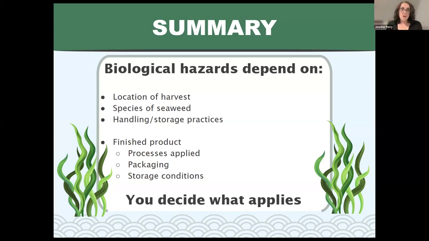It's unlikely that all of these hazards will apply to one product, and the key here is to really look at the life cycle of the seaweed itself, taking into account the sanitary quality of the water and which downstream processes are being applied to identify which of these hazards is actually potentially significant for your product. That's it.